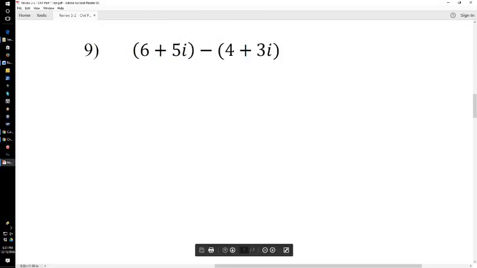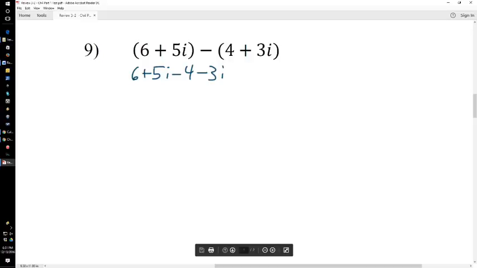Number 9 is the same idea. The only difference is we now have a negative on the inside. We now have that negative in the middle. So we can't just get rid of the parentheses like the last one because we need to distribute that negative. So when we rewrite it, we're still going to have 6 plus 5i, but when we distribute that negative, that becomes a negative 4 and a negative 3i. Just like distributing a negative 1.